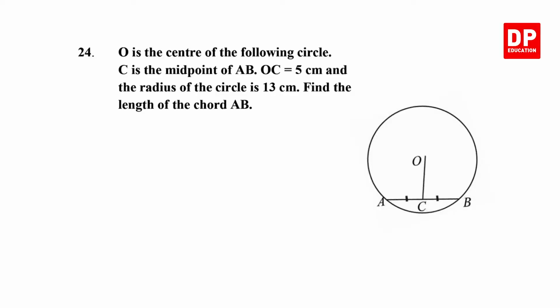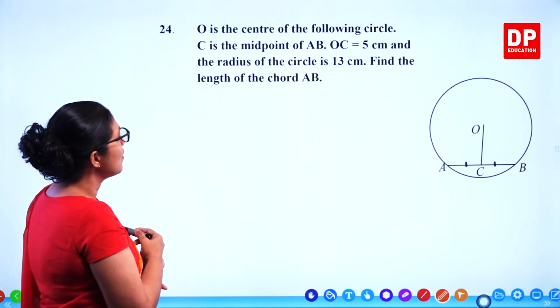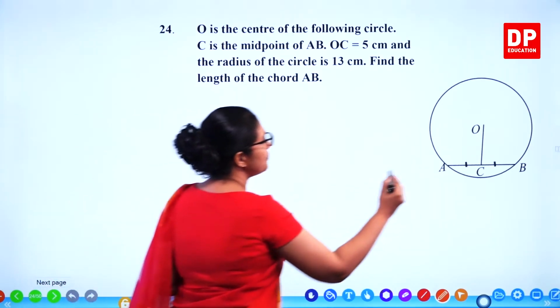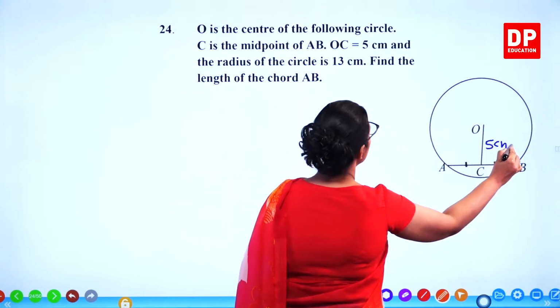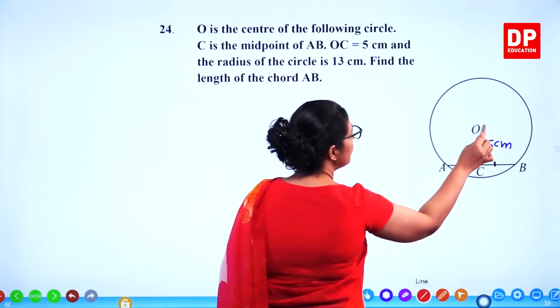Question number 24. O is the center of the following circle. C is the midpoint of AB. OC is 5, and the radius of the circle is 13.